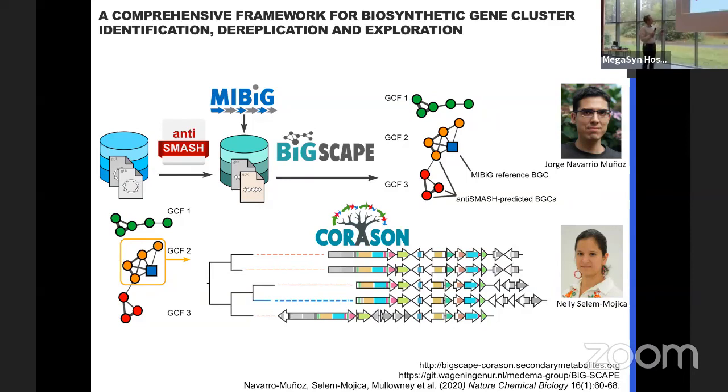And then what a tool like CORASON does, and this was made by a PhD student from Francisco Barona-Gómez's group in Mexico, is that it can take, for example, a gene cluster family, and then make a multi-locus phylogeny of all the underlying gene clusters to also show how they are evolutionarily related. This is also built into the BiG-SCAPE workflow as well, but you can also use it completely standalone.